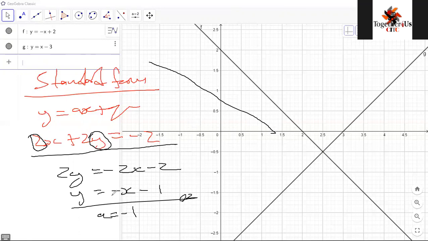So that's about it for me regarding functions. I hope you guys have learned, in fact, the linear function, not functions.